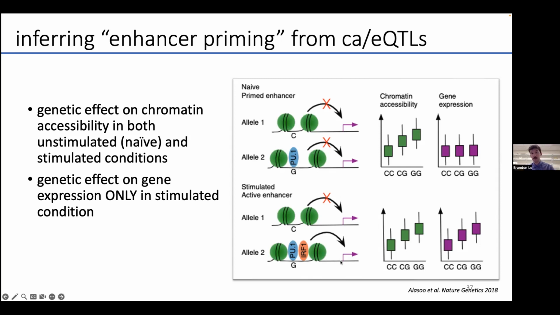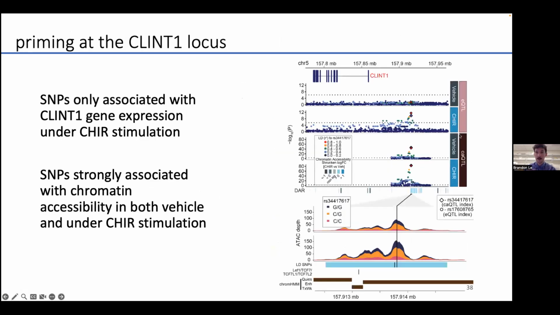Now, when we apply some kind of stimulus, we uncover this allelic effect on gene expression that we didn't see before, potentially because the stimulation generates a key transcription factor that is now available to bind at this previously open site and drive the expression of a target gene from a nearby promoter. So we looked for this combination of effects on chromatin and gene expression to infer enhancer priming within our data. And we found a number of primed loci.